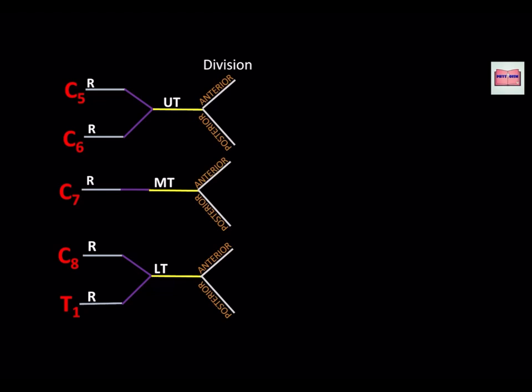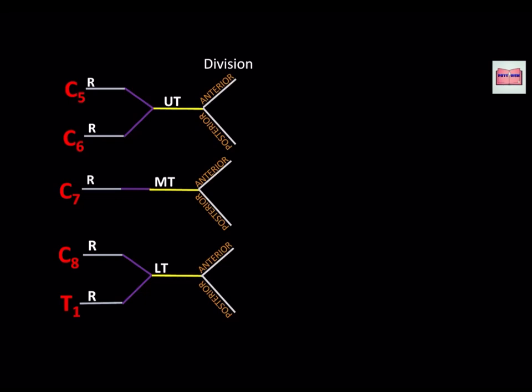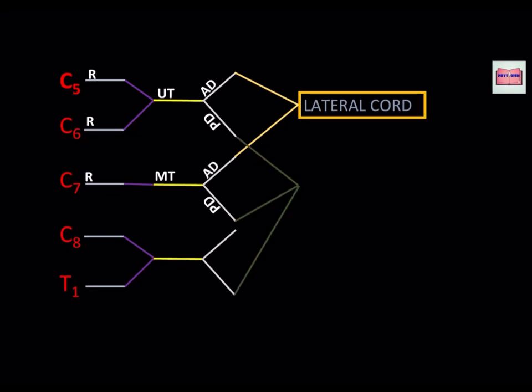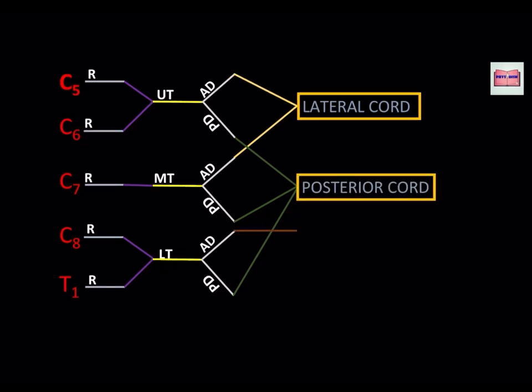Okay, so I think you understood till here correctly, right? As I told previously, the divisions will unite to form cords, right? So here, listen carefully. The anterior divisions of the upper trunk and the middle trunk will form the lateral cord. Okay. So now the posterior divisions of the upper trunk, middle trunk and the lower trunk will form the posterior cord. Okay. The anterior division of the lower trunk alone will form the medial cord.